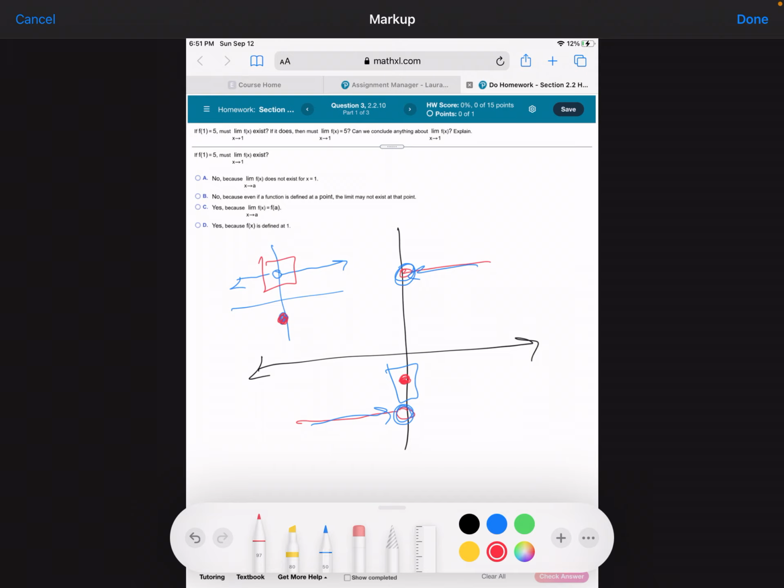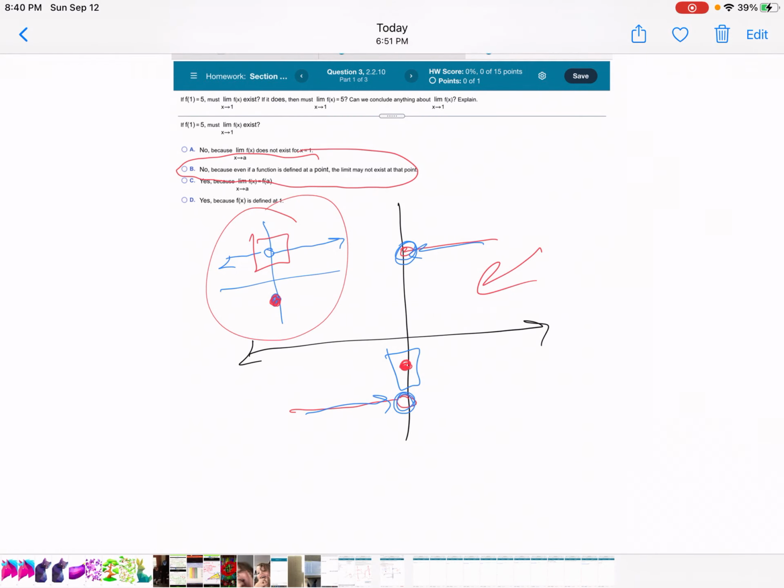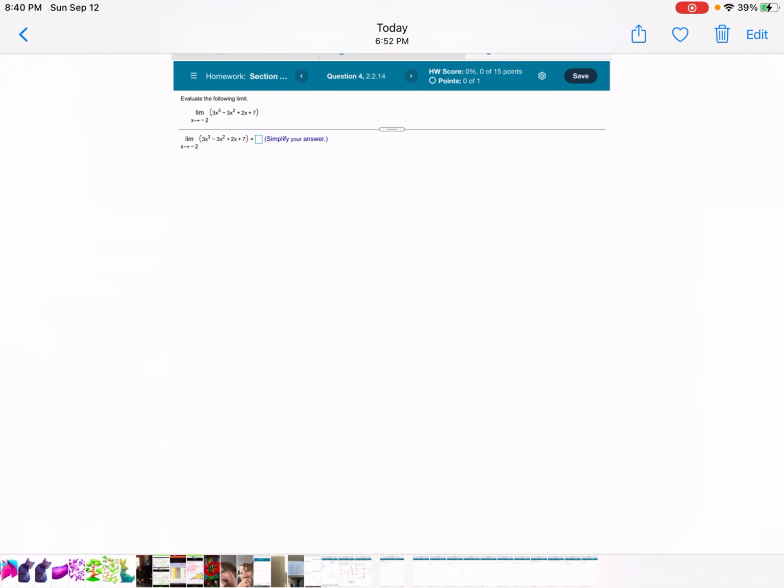This says, if f of 1 equals 5, must the limit exist? No. And if it does exist, then does it have to be 5? Also no. Can we conclude anything about the limit as x approaches 1? No. So we're going to go B on that one. Even if it's defined, that might not be the limit, and it might not have a limit at all. So like this one doesn't have a limit. This one has a limit, but it's not what it's defined to be. So lots of different things can happen. So remember, the limit is what happens as you approach the value.